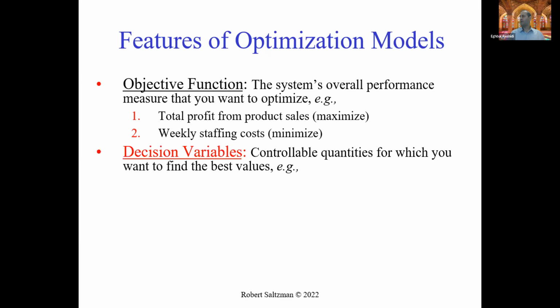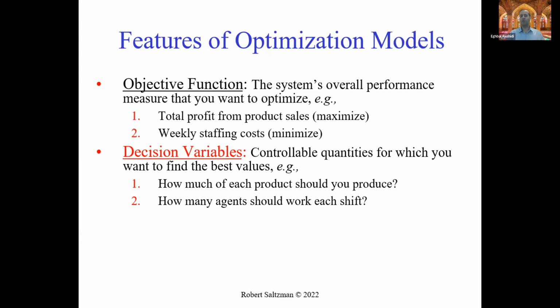The other component or feature of any optimization model is what are called decision variables. Those are the variables that we can control, that means that we can decide the value of. So those are controllable variables, and an example would be how much of each product we should produce or sell. How many agents should work each shift? Or what persons with what skills should be assigned to which operation, which machines or equipment.